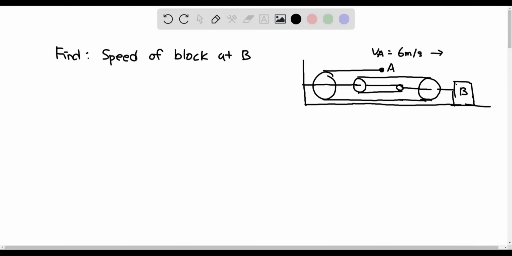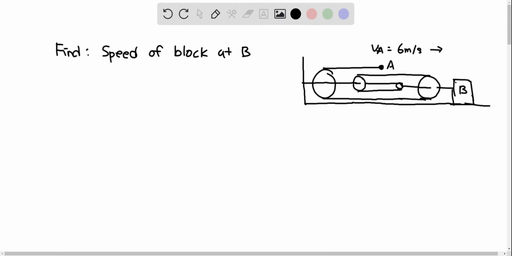In this question, we are given this pulley setup, and at point A, the cable is pulled to the right at 6 meters per second. We need to find the speed of the block at B.